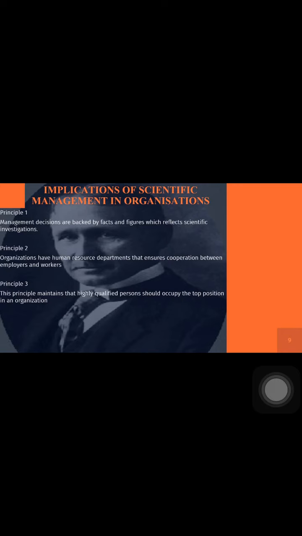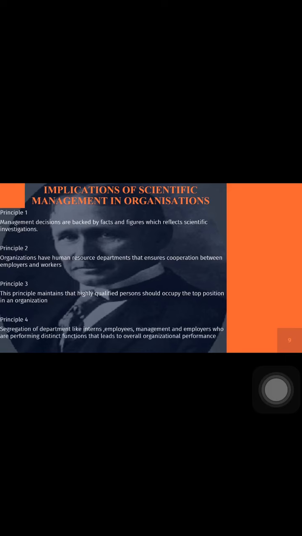Thirdly, this principle maintains that highly qualified persons should occupy the top positions in an organization as a way of ensuring people of high quality are where they ought to be. Organizations now look at qualification. When you go for an interview, for example, they look at your qualification. If your qualification meets their desired standard, you end up among the top rankers. If it doesn't, you find yourself in the lower ranking, but still being paid.